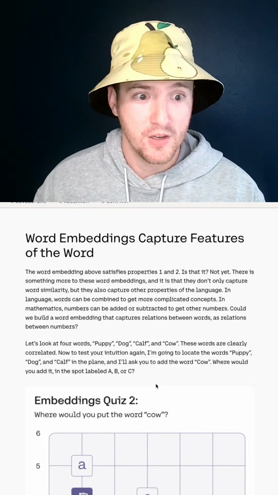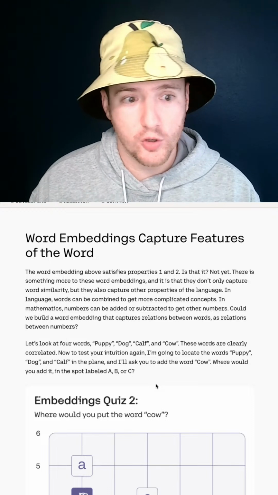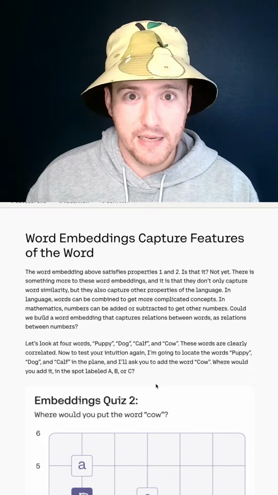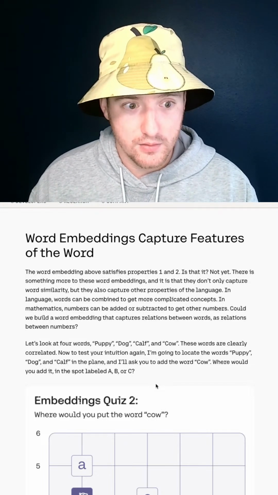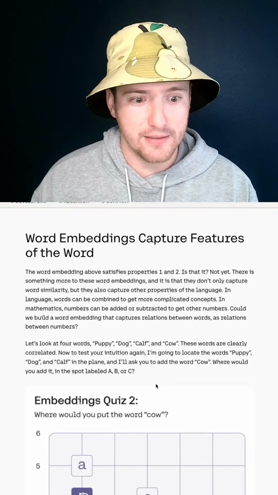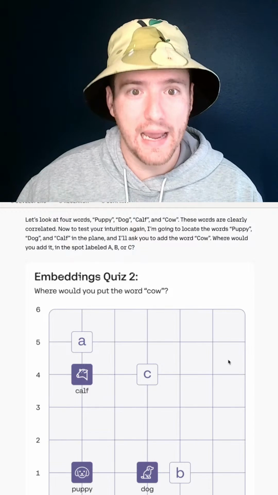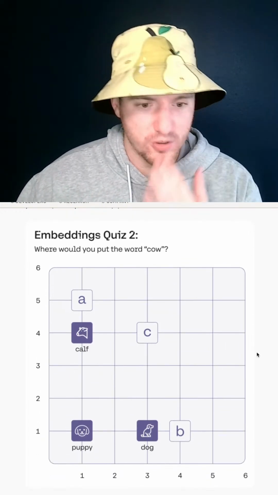And we'll see. So let's look at 4 words: puppy, dog, calf, and cow. These words are clearly correlated in some way, some form. They're all animals. But to test our intuition, they're going to let us locate the word puppy, dog, and calf in the plane. And I'll ask you to add the word cow. Where would you add the word cow? Either A, B, or C.